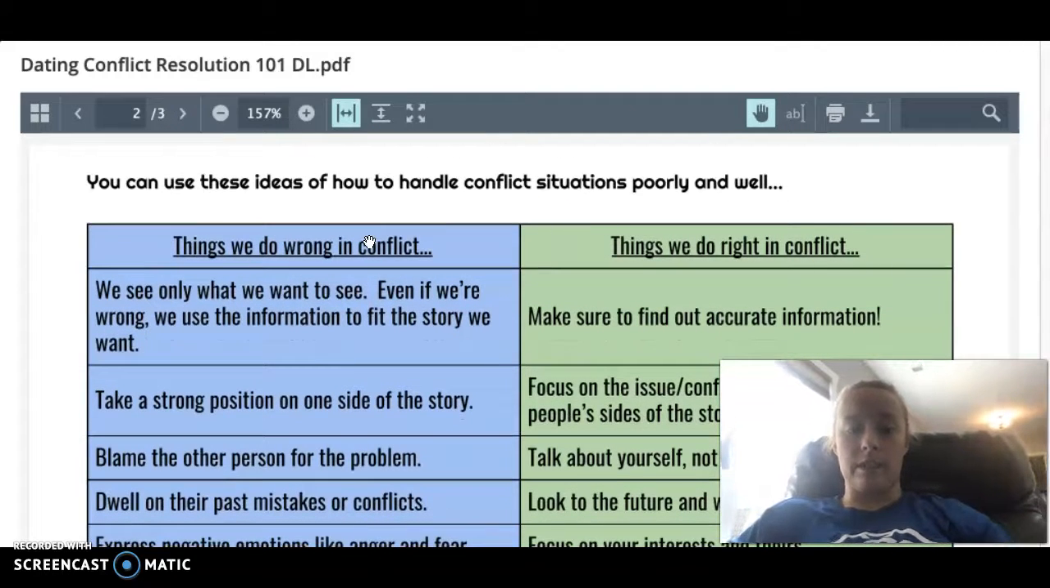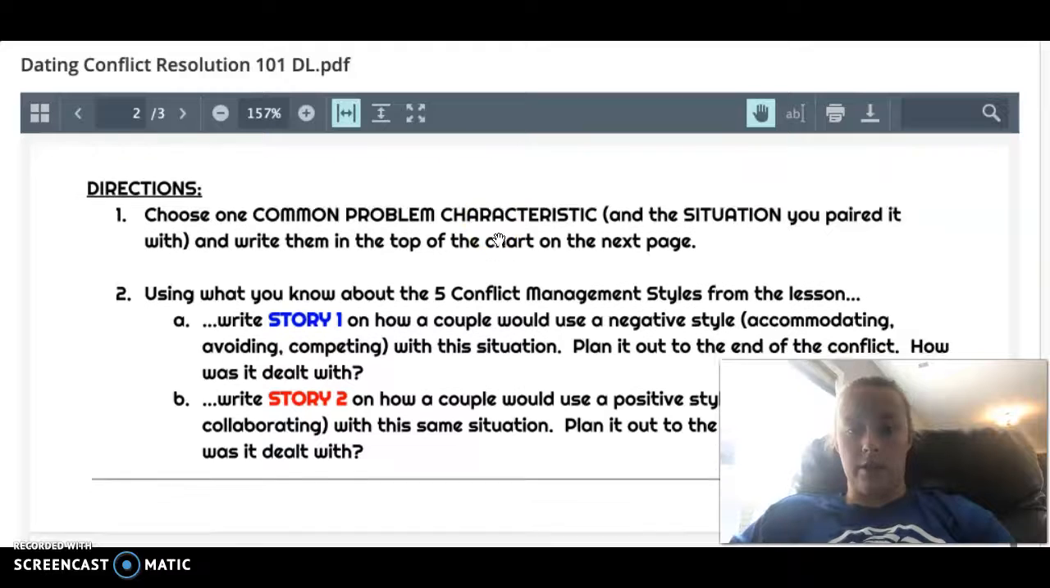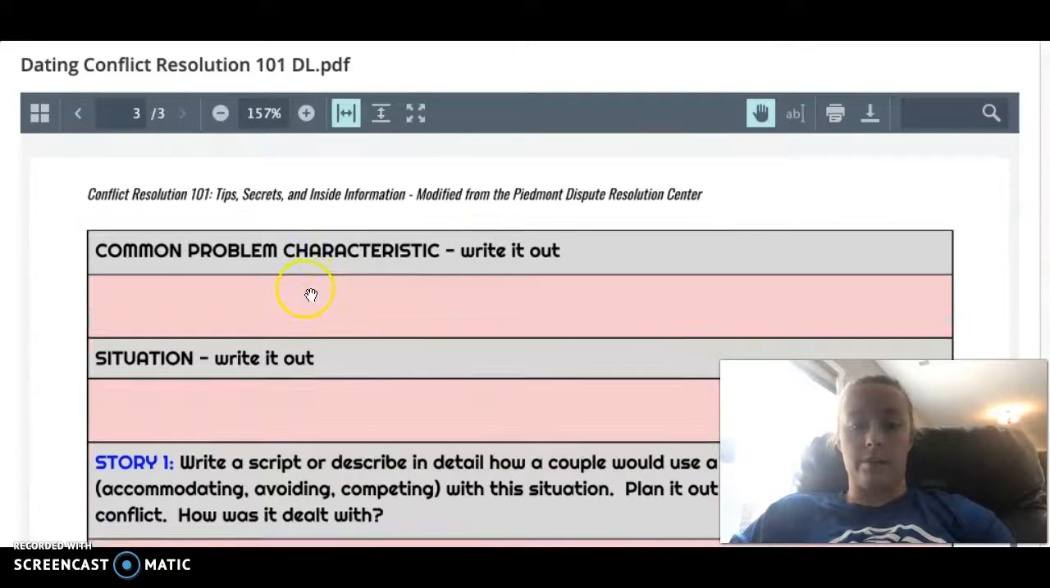These are some ideas of how you can handle conflict poorly in a situation over here and more correctly over here. Then you're going to choose one common problem characteristic and the situation you paired it with. So from part 1, you're going to write them in the top of the chart on the next page. Put your characteristic, put your situation.